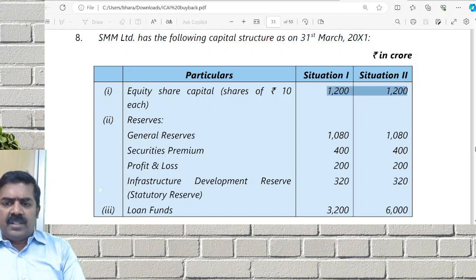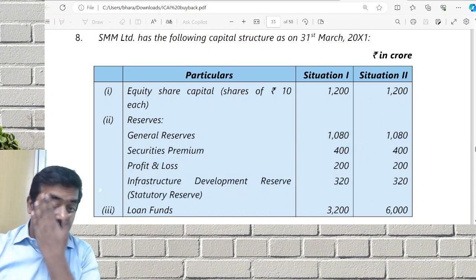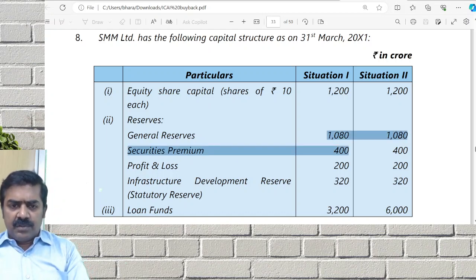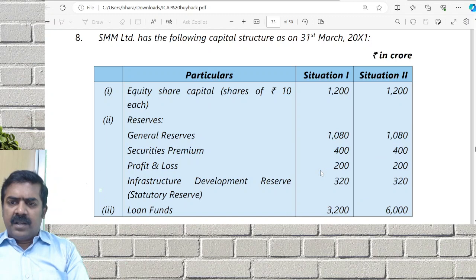Situation 1 or 2, everything is same. Only what difference is which one? Loan funds. Okay, general reserve, securities premium, P&L account. Infrastructure development reserve is which reserve? A statutory reserve. Can you use it for buyback? No. So we can use general reserve, securities premium, P&L account.